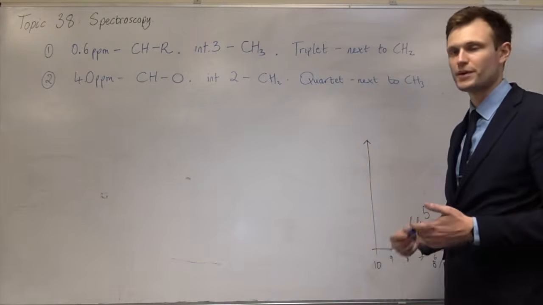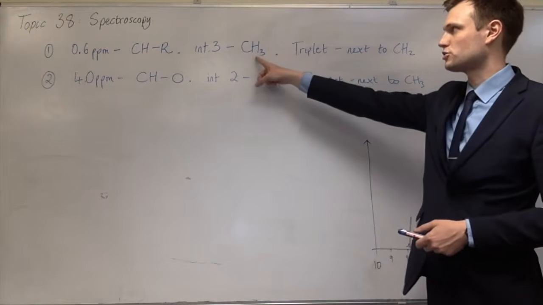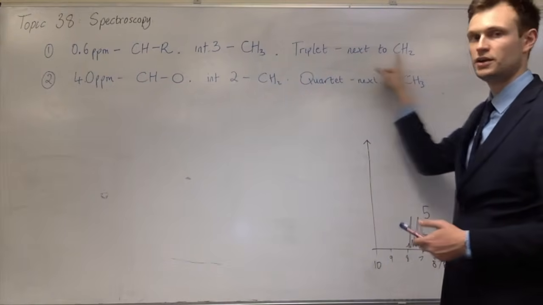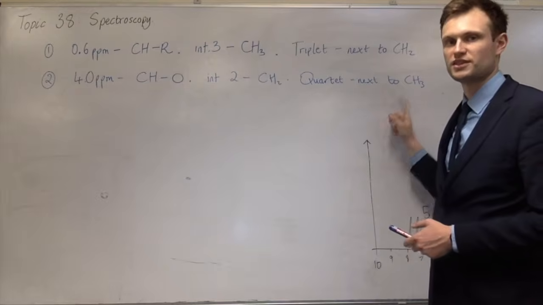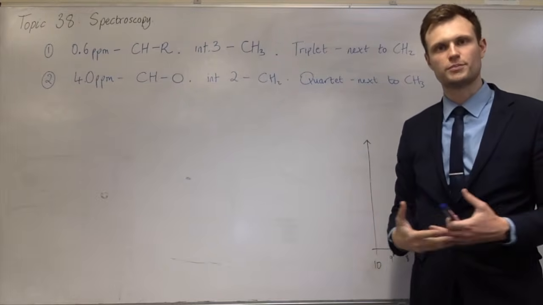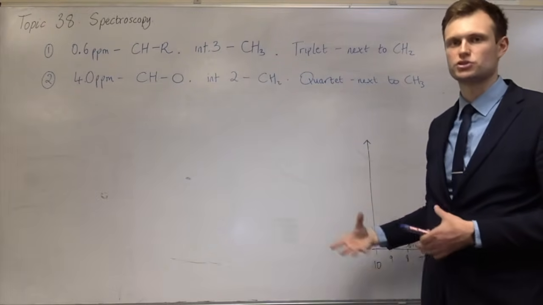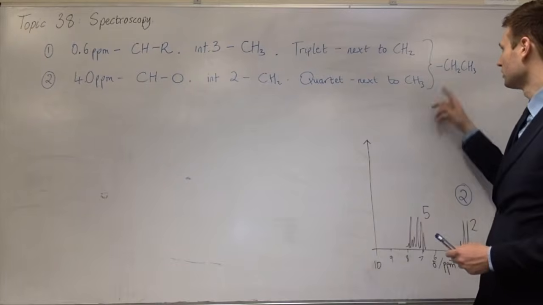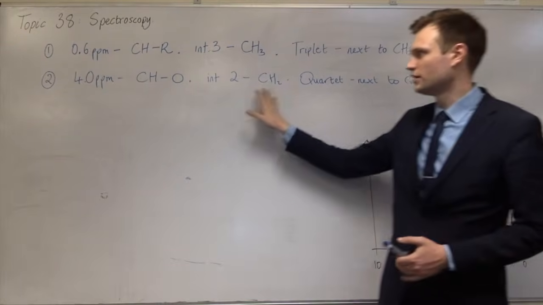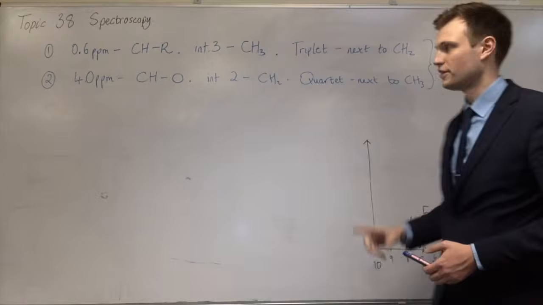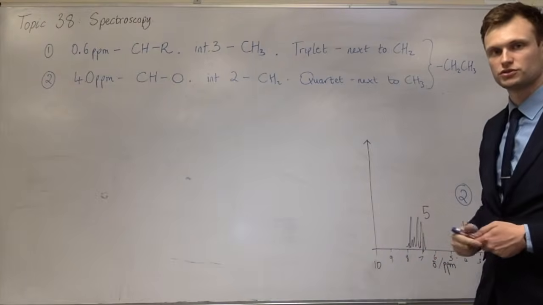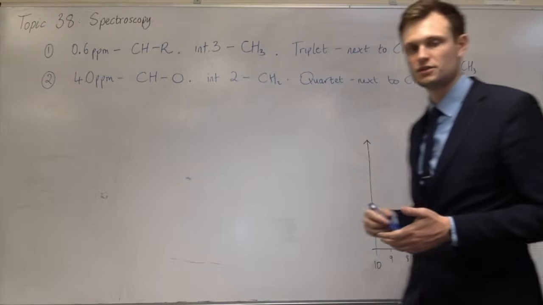quartet means it's next to a CH3. Now, if you're paying attention, you'll see that the first peak is a CH3 next to a CH2. This one is a CH2 next to a CH3, and so those two are paired up. It's a CH2CH3 group. And we also know that the carbon of the CH2 is next to an oxygen. And so the next thing after that carbon is an oxygen. And so we're getting there. Let's continue and do the next one.